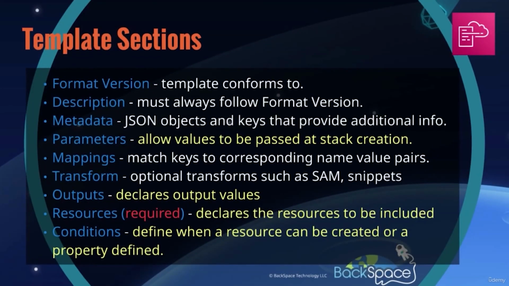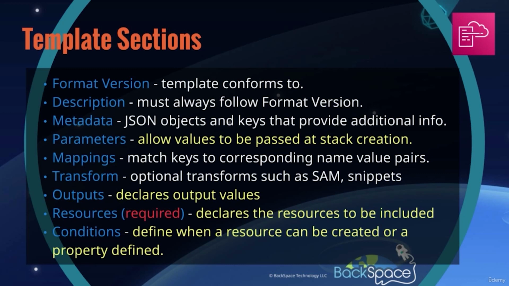The CloudFormation template is made up of a number of different sections. The first section is the format version, and that simply states what version of the CloudFormation template language you're actually using. Next, we have a description, which is simply a description in text of what the template's about. It can be whatever you want. You could also attach metadata, which would be JSON objects in the form of keys and values. If you want to put something specific in that template, you could put that in as metadata.